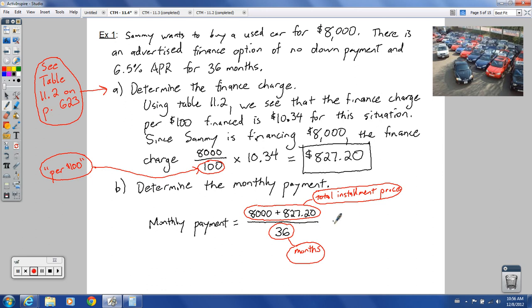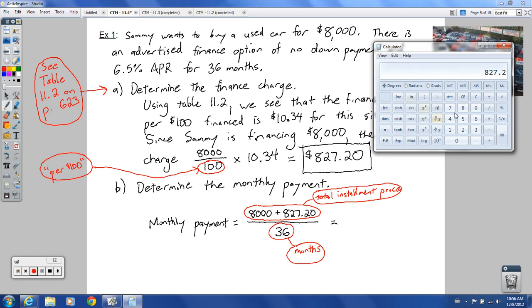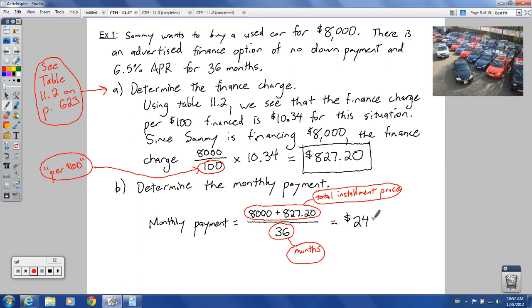If you put this into a calculator, let's just double check that I did that right before. I had worked this one out before, but we have this divided by 36 gives me $245.20. So that was good to go from before. So $245.20 payment each month. In 36 months, you'll have your car paid off if you make that payment like that each month.